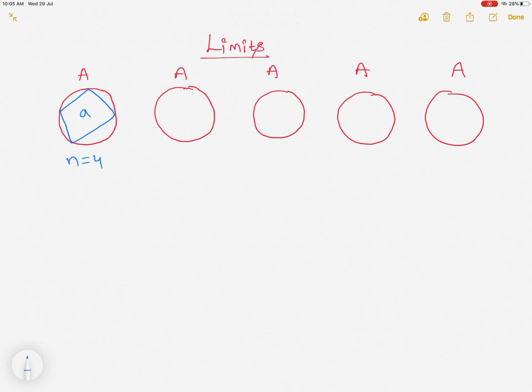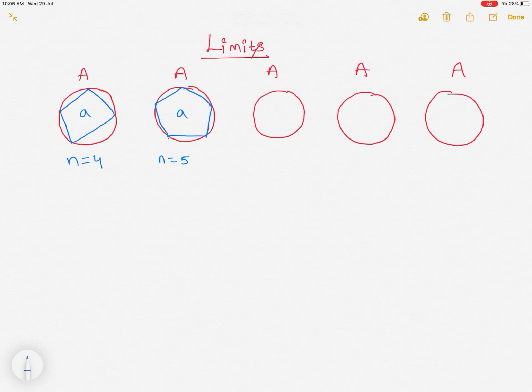Now in the next circle, try to inscribe a pentagon, which means try to increase the number of sides to 5. Then what will happen? We will get the pentagon. Pentagon means 5 sides: 1, 2, 3, 4, 5. Now the area of the polygon is increased.